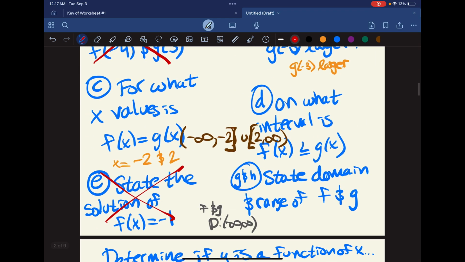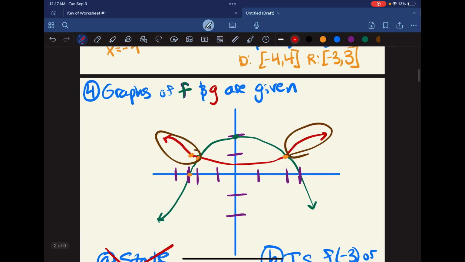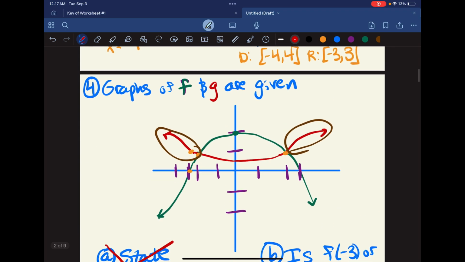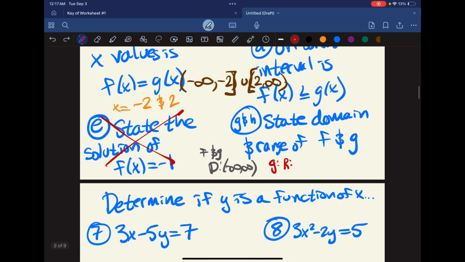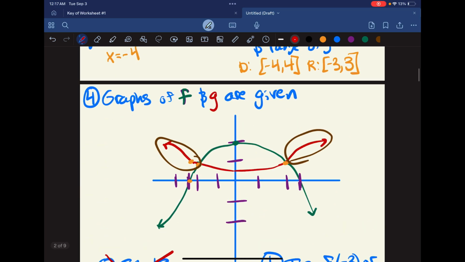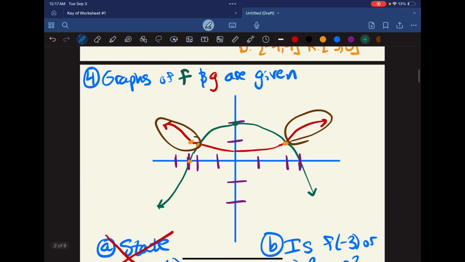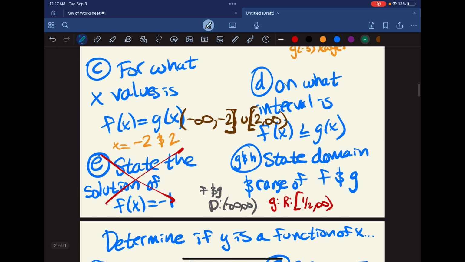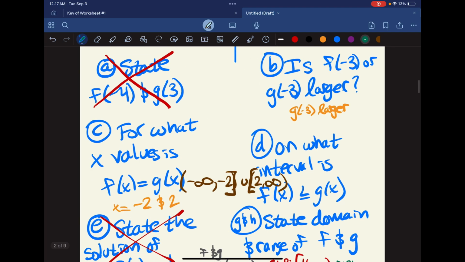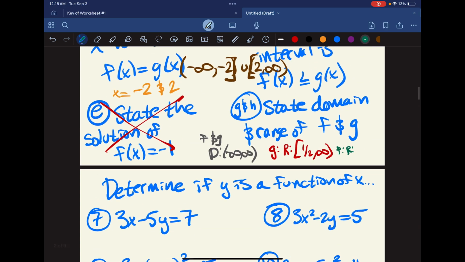Let's start with g. So for g, the range is going to be, where do we bottom out here? What do you say, like +1/2? So something like +1/2 all the way to infinity. And then for f, we top out at 2. So we say we're from -infinity to 2.